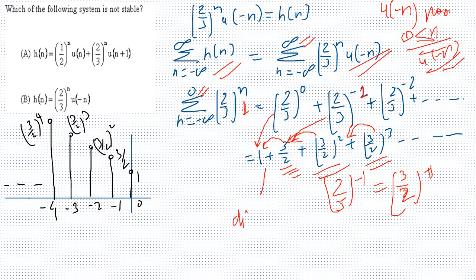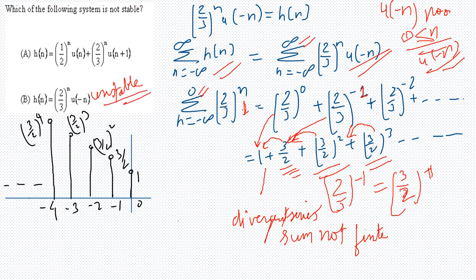So it's a divergent series. Here the sum will not give you a finite value. So already you can see that the system is unstable. The second part, part b, is unstable. B is unstable, I can write.